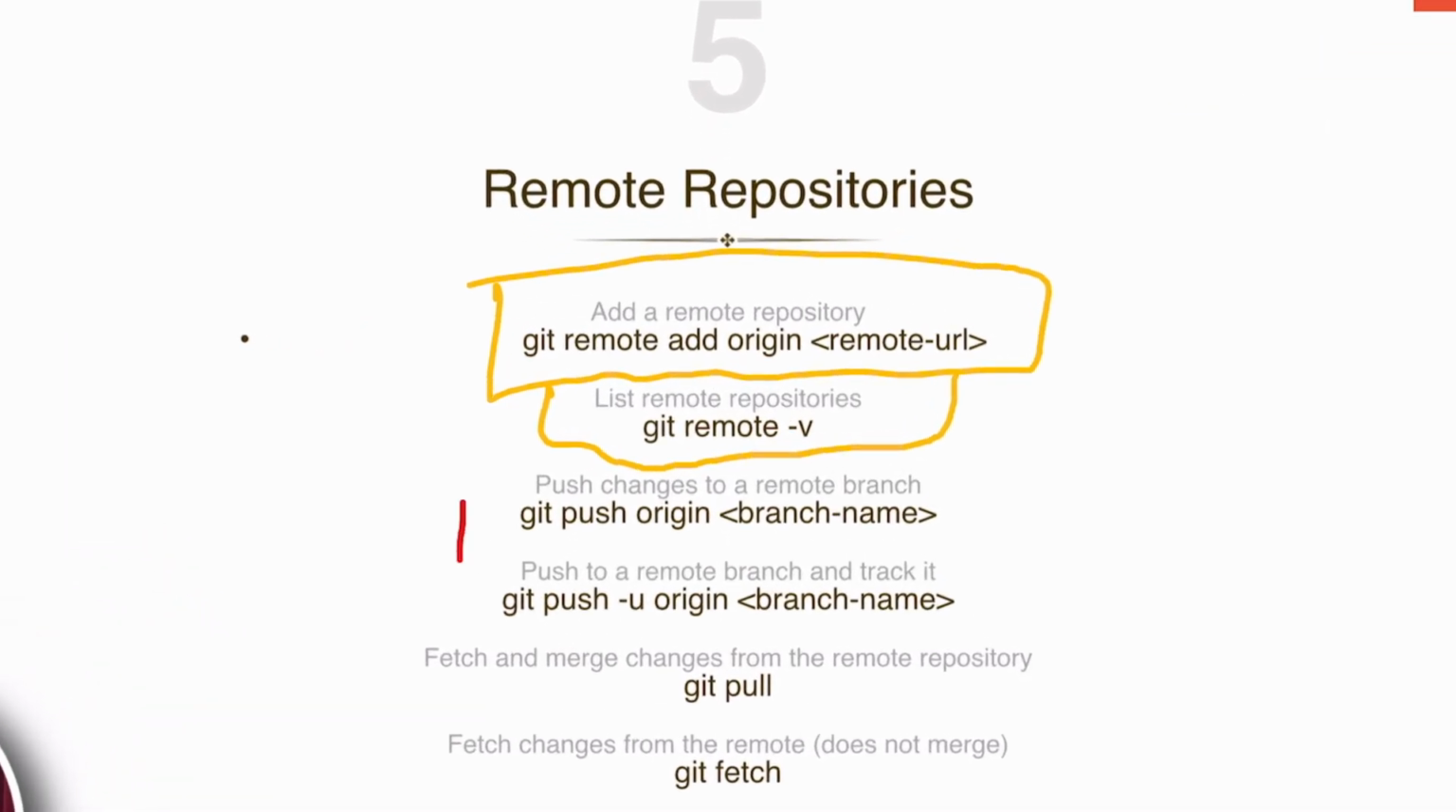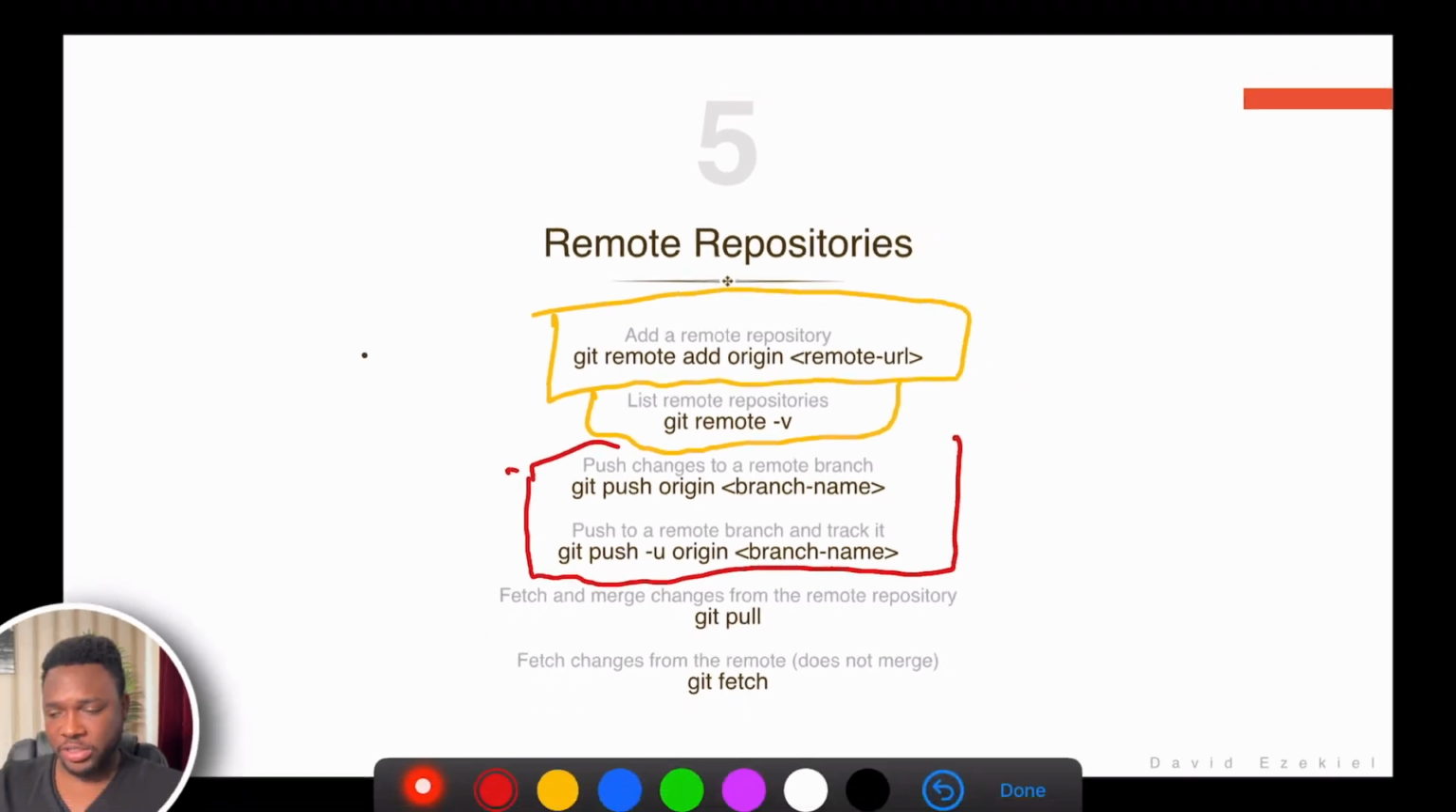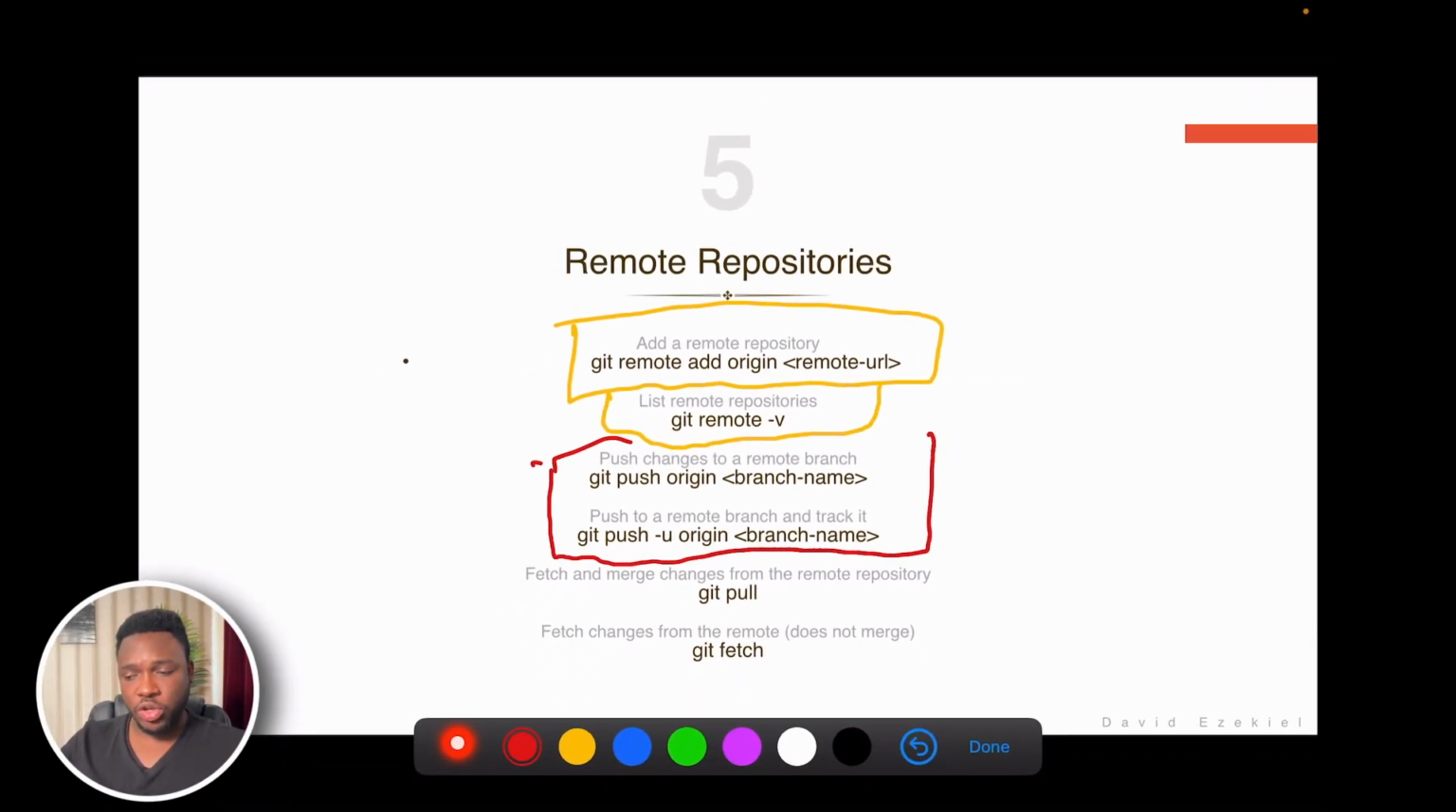So I have two here. The first pushes changes to a remote branch, and the second pushes to a remote branch and tracks it. You can actually specify the origin and the remote branch to say this is where I want it to go, and it's pushed to that particular repository.